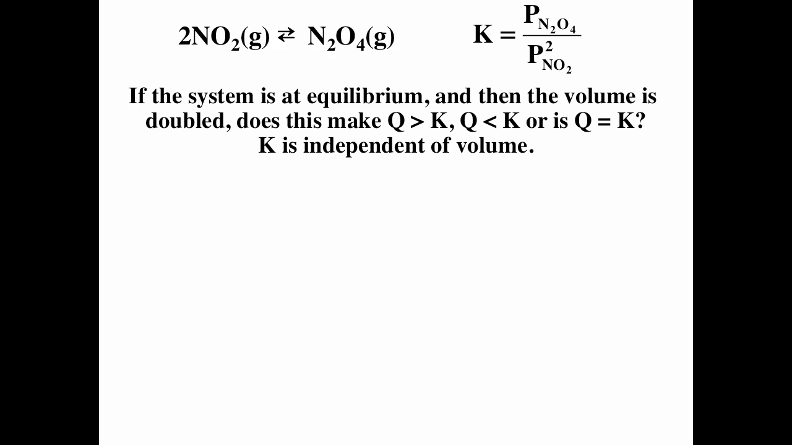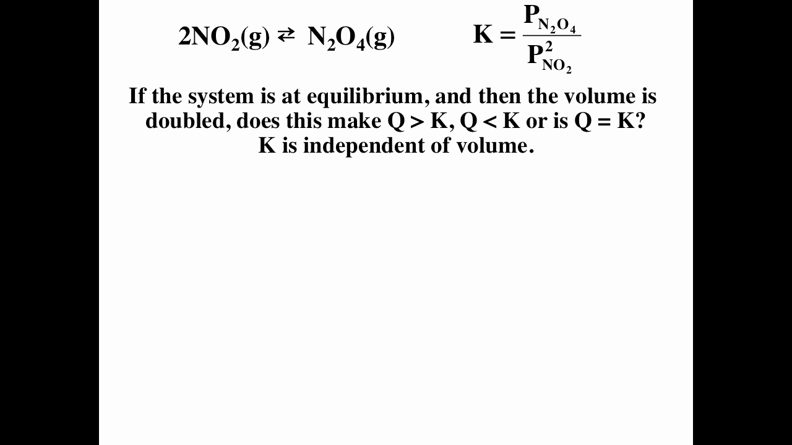Now we can look at a different reaction. Here we have 2NO2 going to N2O4. If the system is at equilibrium and the volume is doubled, does this make Q greater than K, less than K, or is Q equal to K? Think about Le Chatelier's principle and how it wants to counter a disturbance. If I increase the volume, am I going to want to produce more gas particles or fewer gas particles? If I increase the volume, I'm going to want to produce more gas particles.